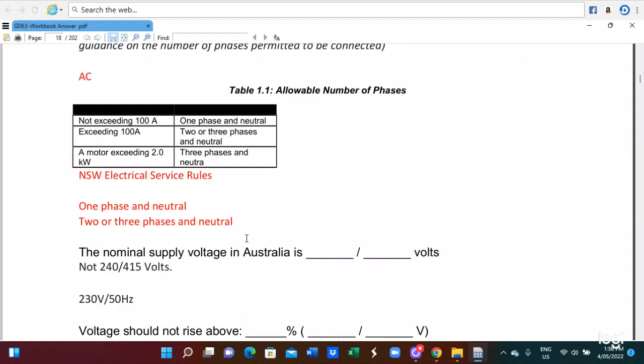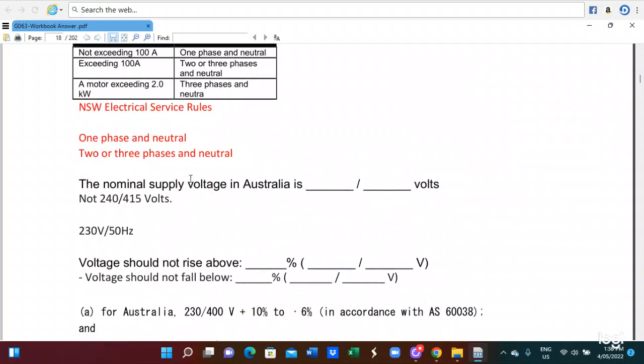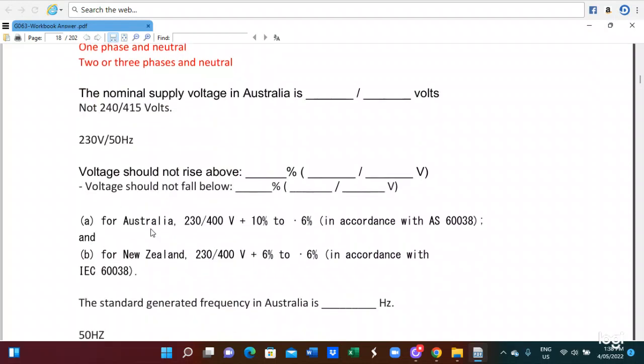So this will be the nominal voltage of Australia: 230 volt, 50 hertz, and normal standards. In this case, this is for plus 10% to minus 6%, approximately AS 60038, and this is the New Zealand standard.